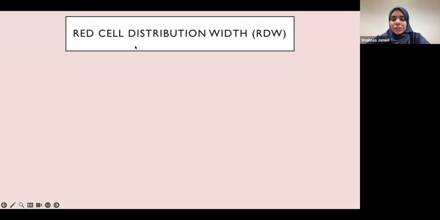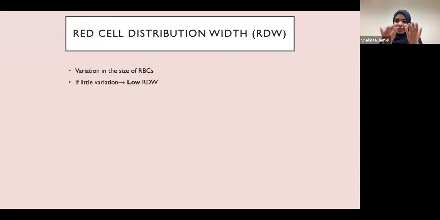The other thing is red cell distribution width. Since we already talked about MCV, which is the average size of the RBCs, RDW looks at how the sizes of the red blood cells differ. So are they all almost the same size, or are there some that are bigger than others and some that are smaller than others, and there's a lot of variation? So it's basically the variation in size of RBCs, okay? If there's little variation, like almost all the cells are the same size, then you would call this low RDW or normal RDW, okay? But if there is a lot of variation, high variation, then this would be high RDW.